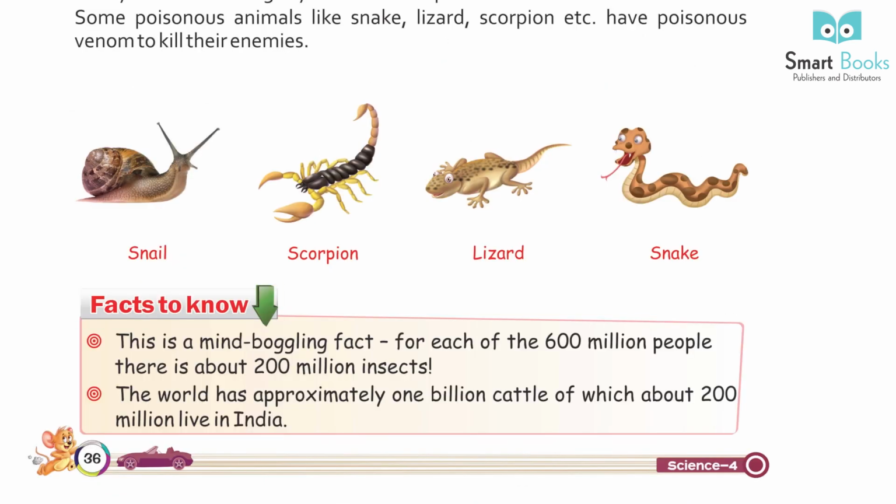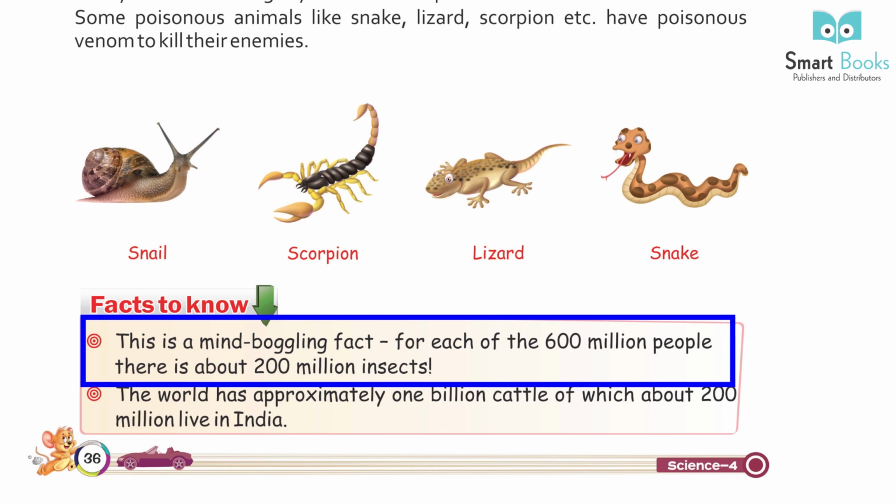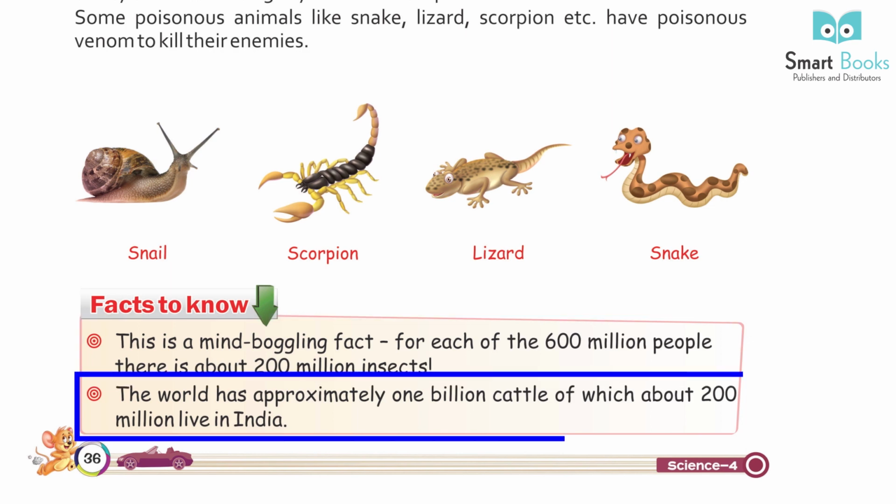Facts to know. This is a mind-boggling fact. For each of the 600 million people, there are about 200 million insects. The world has approximately 1 million cattle, of which about 200 million live in India.